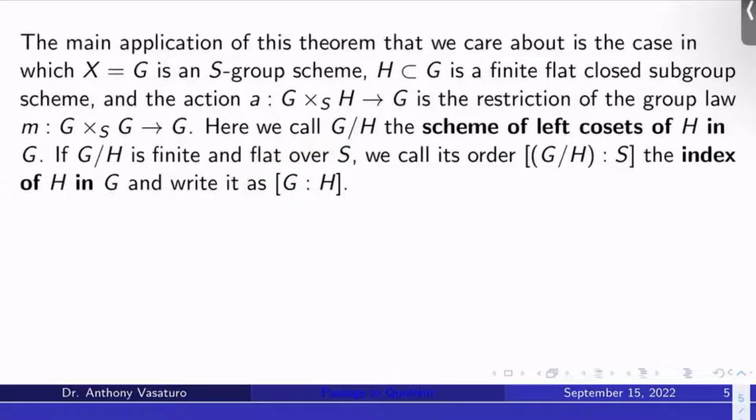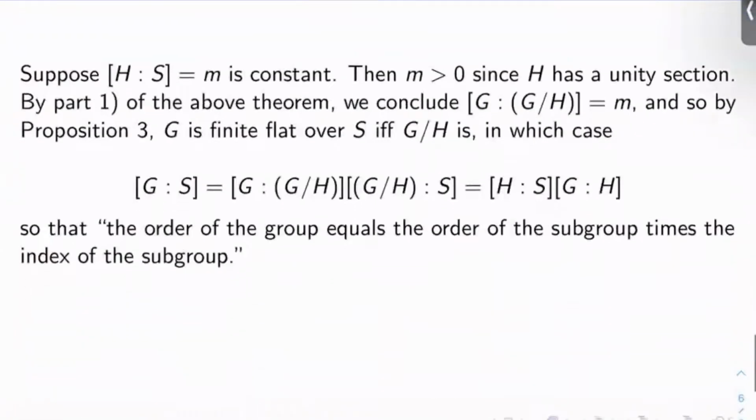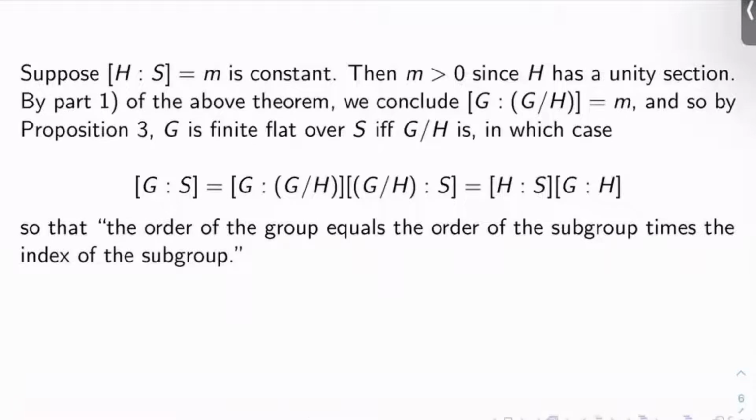Okay, now can we actually get away calling this the index of H in G? Does it have all the properties that indices in group theory have? Yeah, pretty much. Suppose the index of S in H equals M, and that's constant. So suppose we're working in the case where the index is constant. M has to be bigger than 0 because H has a unity section. And so by part 1 of the Grothendieck theorem, by bullet point 1 that I listed after the theorem more precisely, you can conclude that the order of G over G mod H, or the index of G mod H in G, whatever, that's also M.